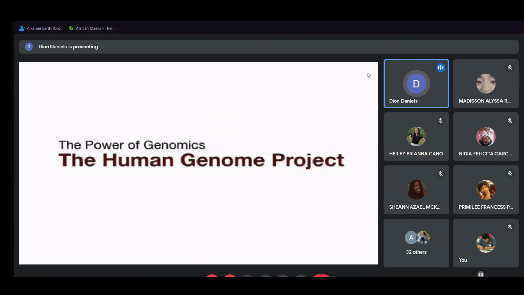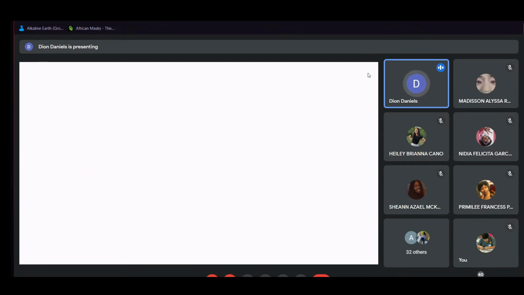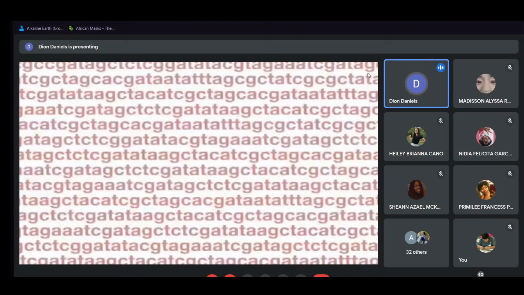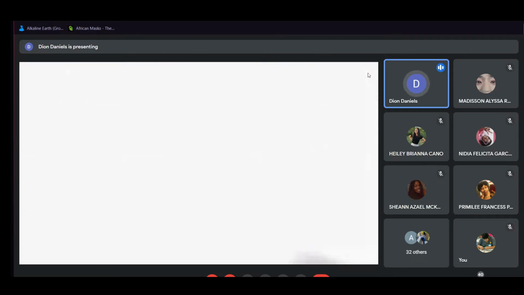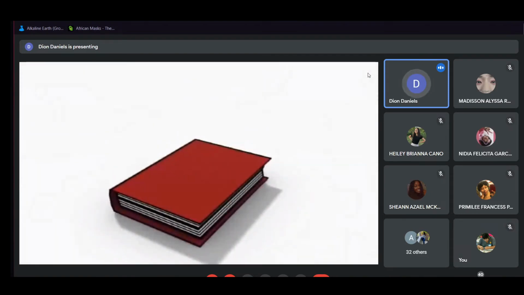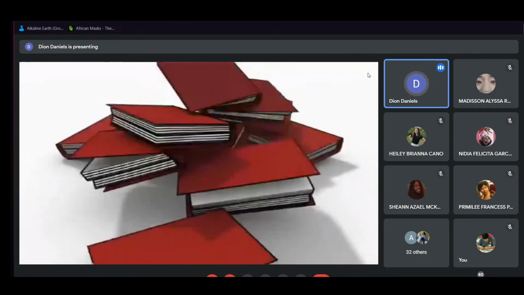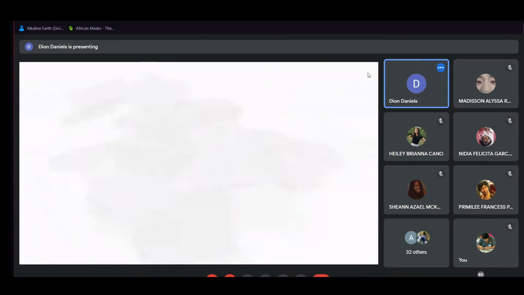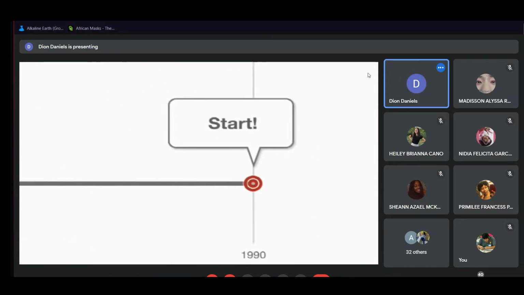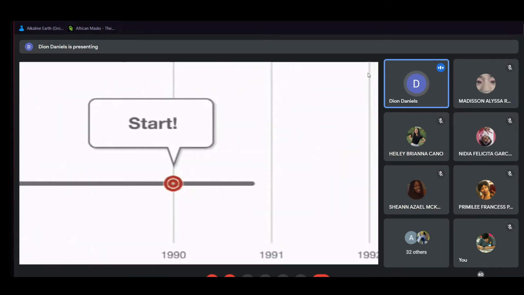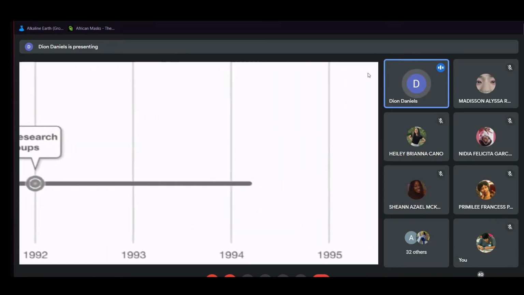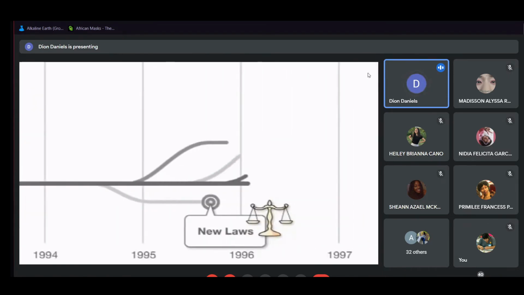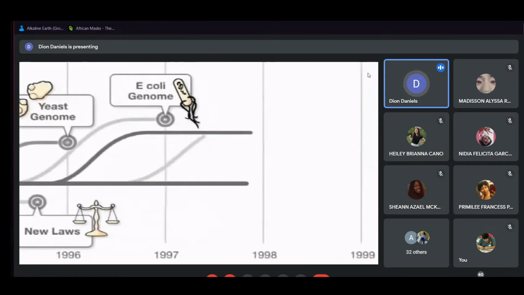A famous example of the power of genomics is the Human Genome Project. The goal of the project was to read the entire human genome. That's enough information to fill not one, but 400 standard English dictionaries. As the project progressed, researchers needed to create new tools to analyze and share this massive amount of data. This, in turn, spurred an explosion of further research.